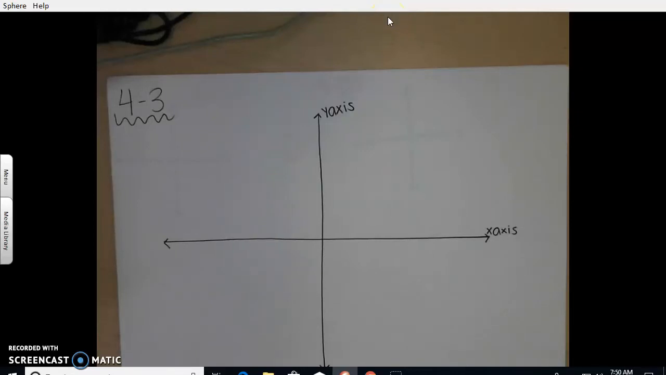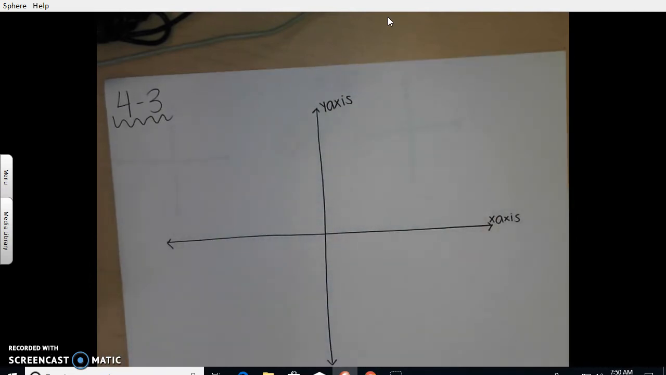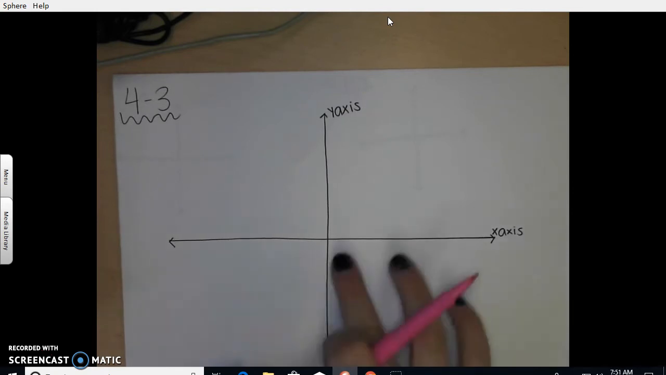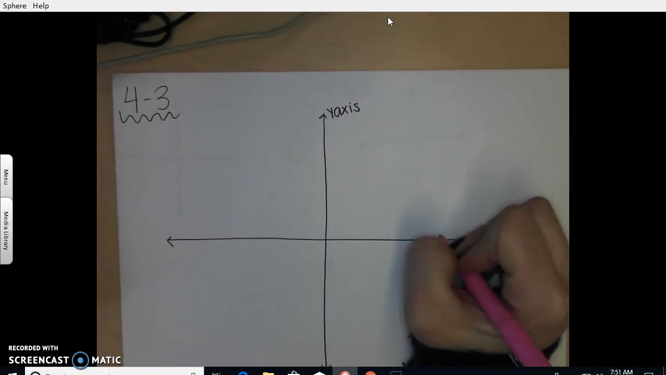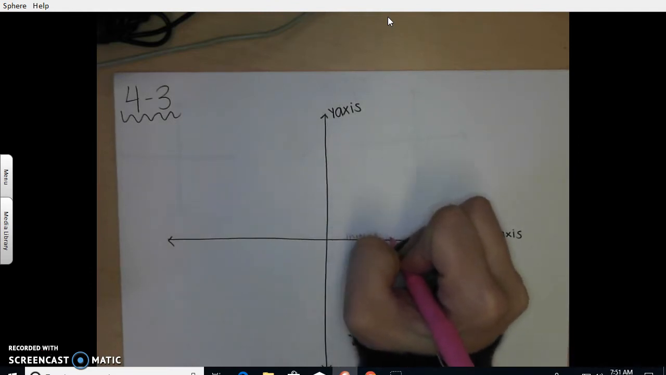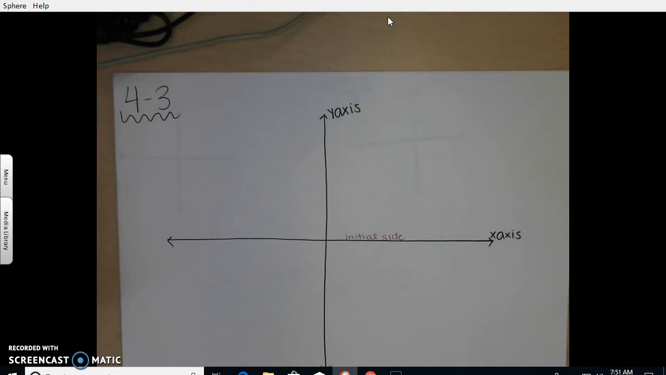Today we're going to do 4-3, and we are going to be talking about angles on our coordinate plane. So if I have a coordinate plane, which is my x and y axis, I can draw angles all around this coordinate plane. My positive x-axis will be my initial side. And this is where we're going to start our angles.